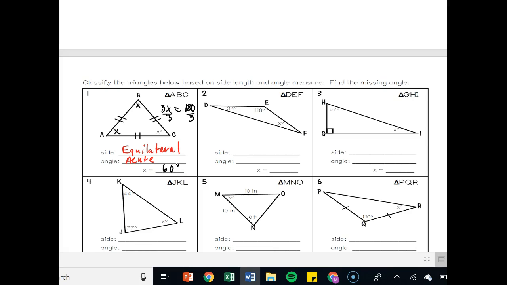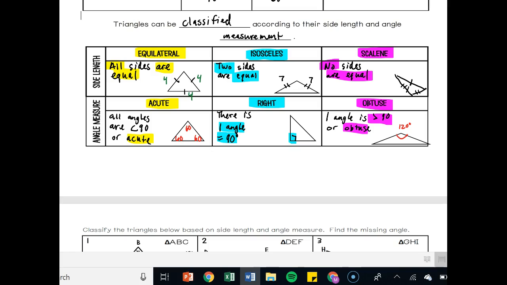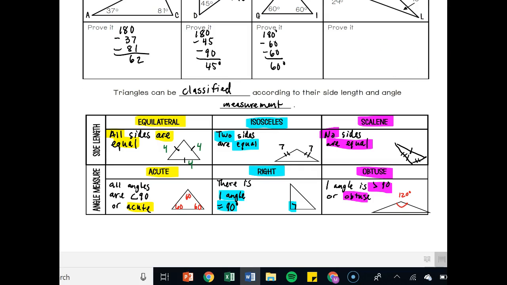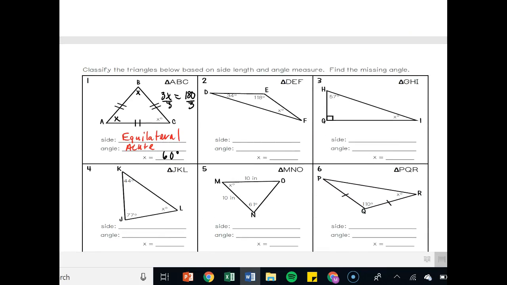Let's do one more. For number 2, notice there are no tick marks anywhere on this triangle. Now, when there are no tick marks, that usually means that none of the sides are equal. So no sides are equal. That is scalene. I'm going to look at the angle measurements. I see an acute angle, but I also see an angle greater than 90 degrees, which is obtuse. So just because there's only one obtuse angle, I call this a scalene obtuse triangle.